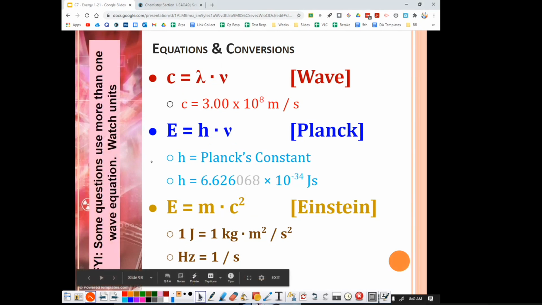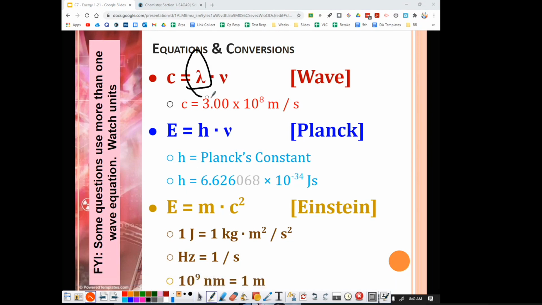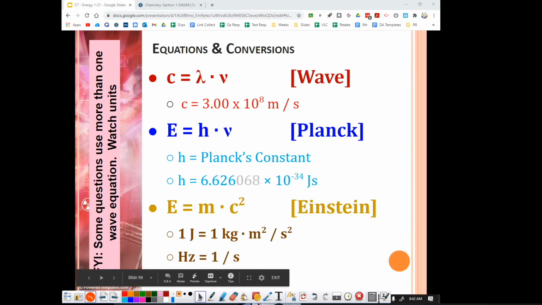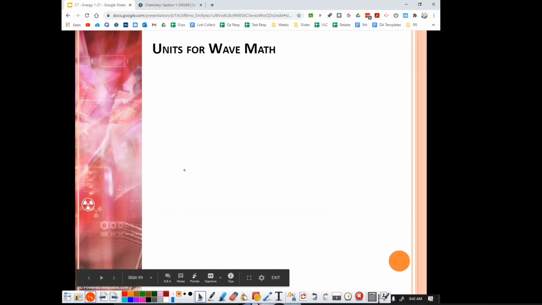The issue is sometimes you need to use more than one of them. So here is Mr. D's pro tip on which equation do you use. If you have wavelength, you're using the wave equation. If you have mass or moles, you're using Einstein. And then if you're not using either of those, you're using Planck. There you go. That's my crash course into how you can figure out which one of these you should use. All right, sometimes you will need to use more than one of them, as emphasized earlier.